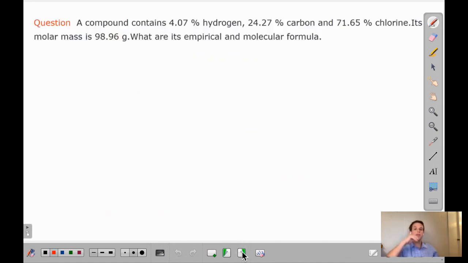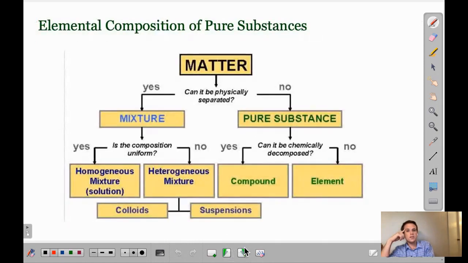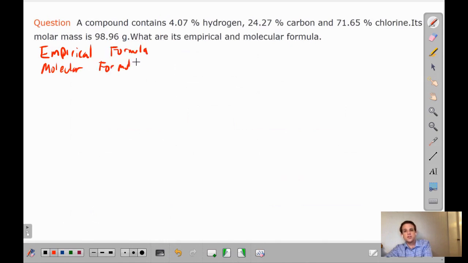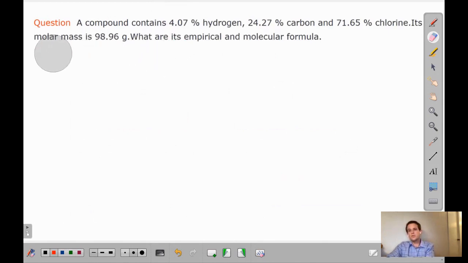What does that look like on the AP test? Well, to be honest, what they're really getting at with the elemental composition of pure substances is something called empirical and molecular formula. That's how they usually want to test that concept. Of course, it's good to know other things about it, like how to classify it, but that's usually what shows up in terms of quantifiable stuff. So let's think about how to do that.